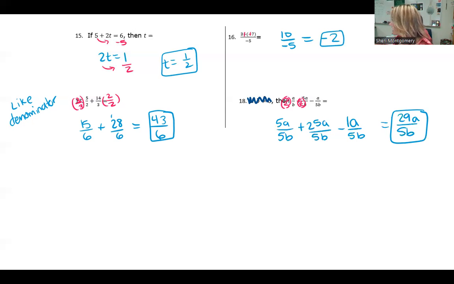The one on your test, it's pretty much just like this. You got to make sure you have a like denominator. It's the same steps. 2 of them will not be. 1 of them, you turn it into that, and then you add them.